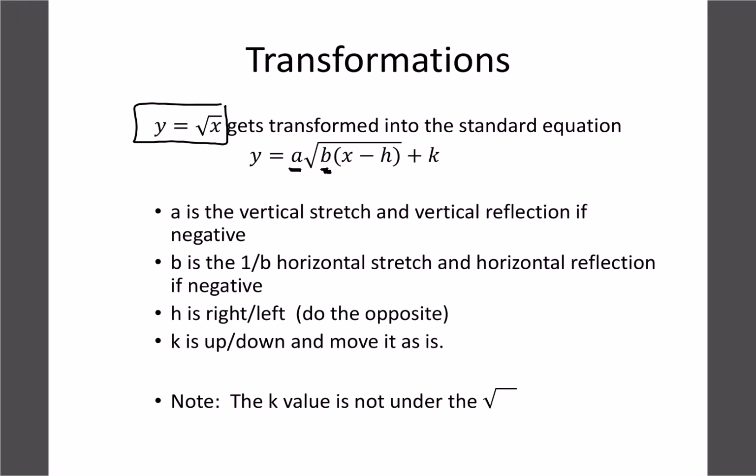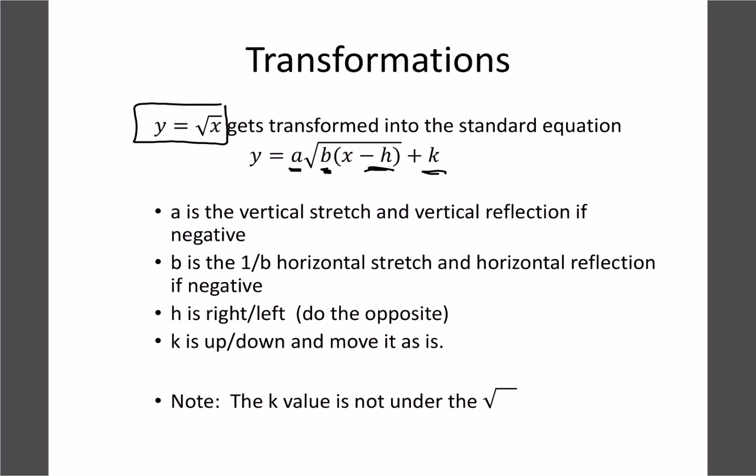The b number inside the square root will be just like we did before, where we've got to do the reciprocal. So if the b was a 2, that means we'd have a half stretch horizontally. And if it was negative, then once again we'd have a horizontal reflection. Our h inside the brackets with the x is left or right. Remember to do the opposite. And k outside is our up or down, and you can leave it as is.